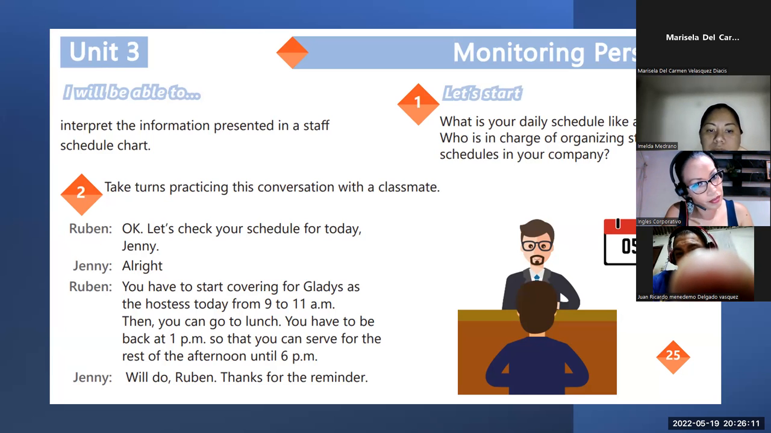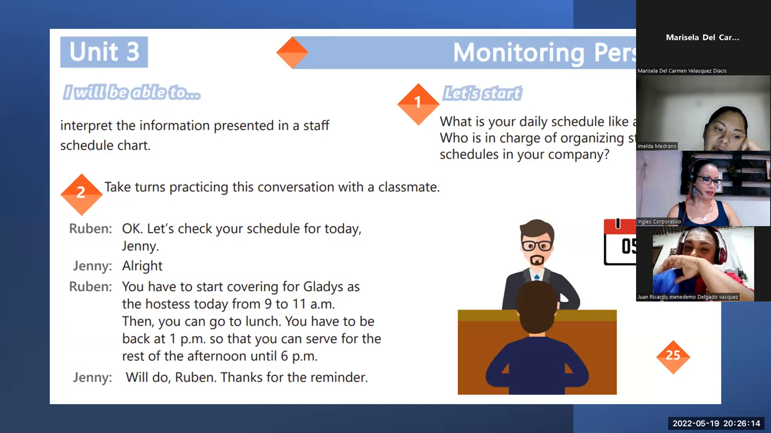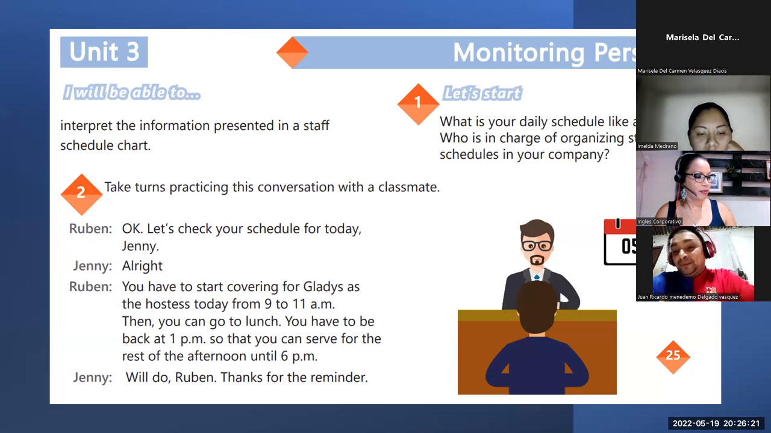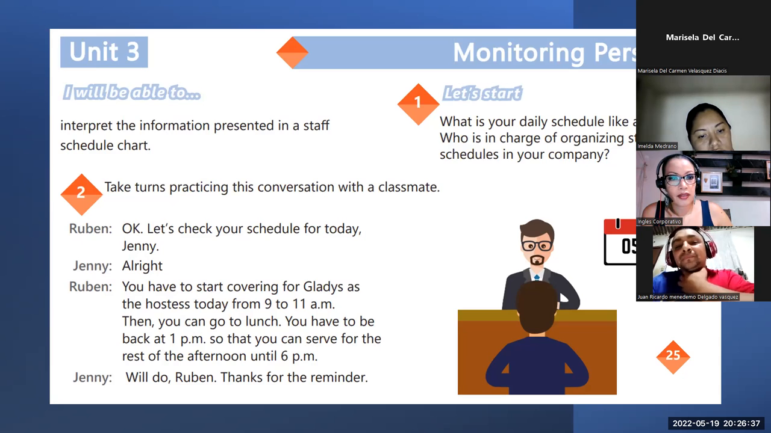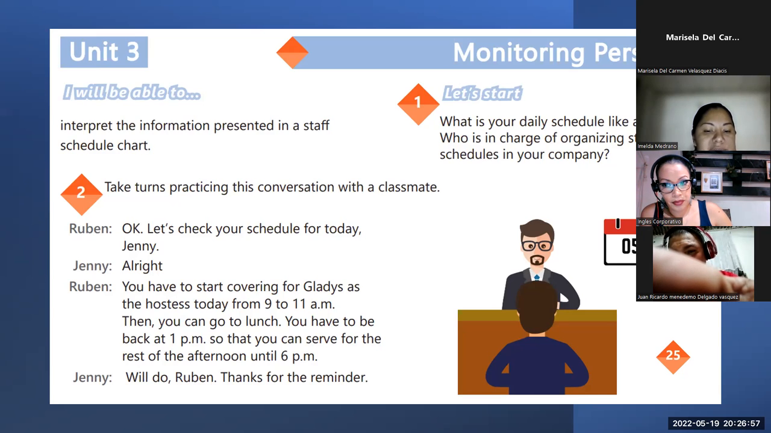Okay, let's check your schedule for today, Jenny. All right. You have to start covering for Gladys as hostess today from 9 to 11 a.m. Then you can go to lunch. You have to be back at 1 p.m. so that you can serve for the rest of the afternoon until 6 p.m. Will do, Ruben. Thanks for the reminder.